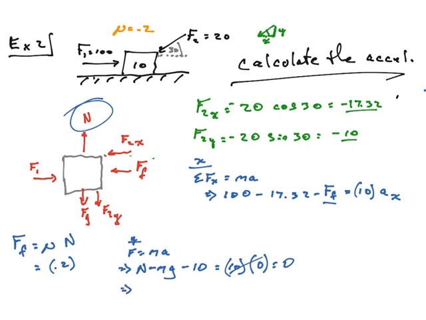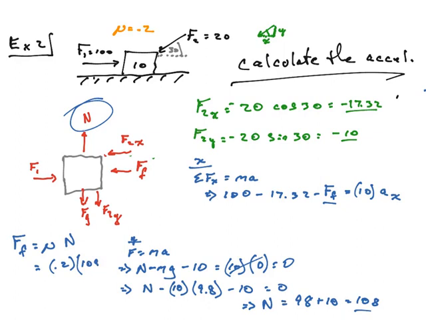Now let's look at this equation. Normal force minus m, which is 10, times g, 9.8, minus 10 equals 0. And this I want to solve for normal force. So n equals 98 plus 10, which is 108. I now know the number for normal force. Good. What do I do with it? I go back to my friction and say mu 0.2 times normal force, 108. Then I get my calculator and do 0.2 times 108 and I get 21.6 newtons for friction.